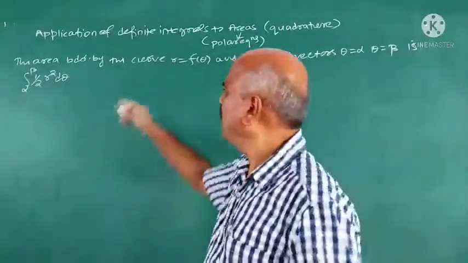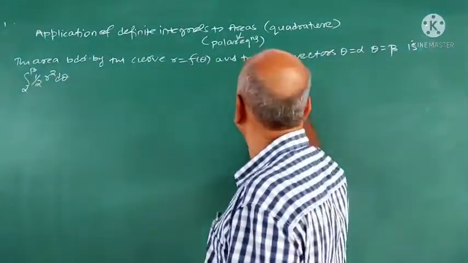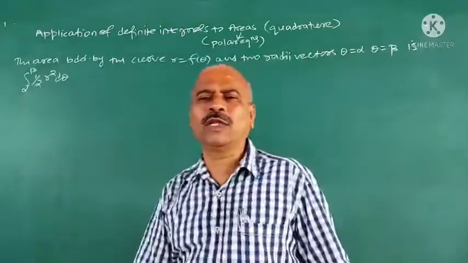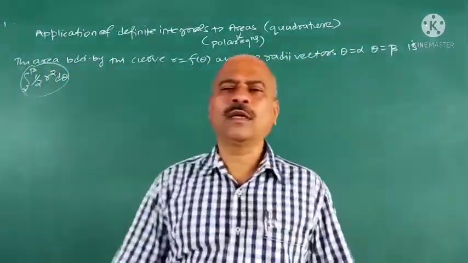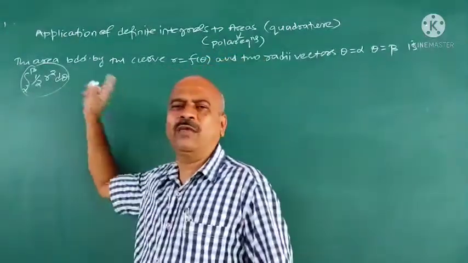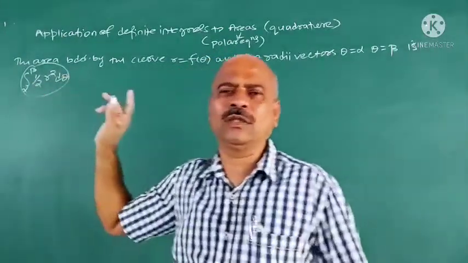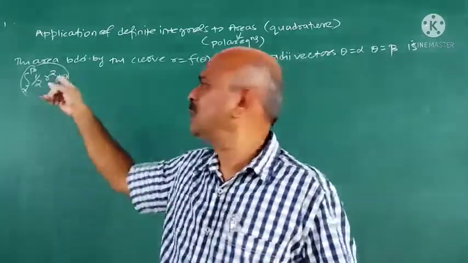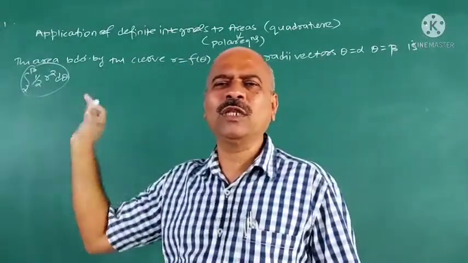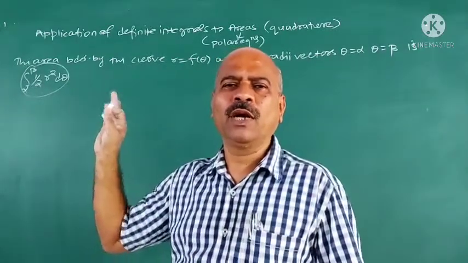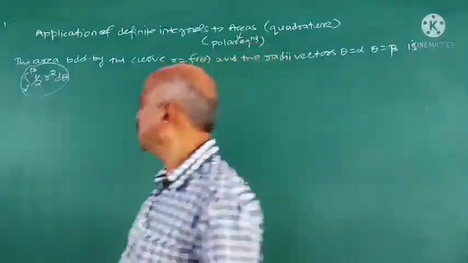The area bounded by the curve r is equal to f of theta, and two radii vectors theta is equal to alpha, theta is equal to beta is, and 4 choices will be given. This will be one of the choices, and the best answer is this. You have to choose this as the answer. So this is MCQ also question. But now I prove this. It is integral of half r square d theta.